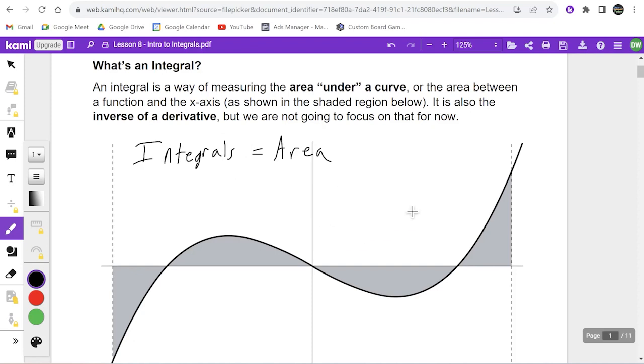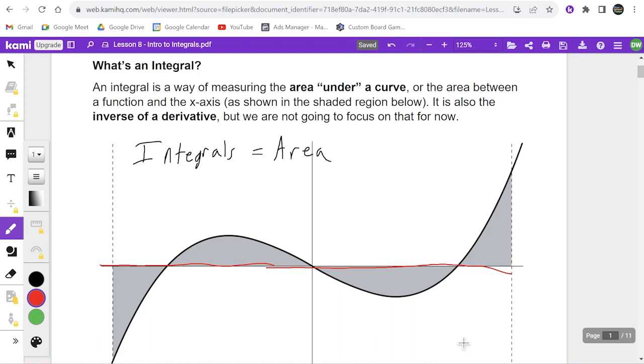As you can see here in this example, all the gray area is the area under my function. We'll call it f of x, or whatever it is. And when I say under the curve, I mean it's the area bounded by the function and, in this case, the x-axis. So that's what integrals are. It's area. And we have a bunch of different ways to find this area.